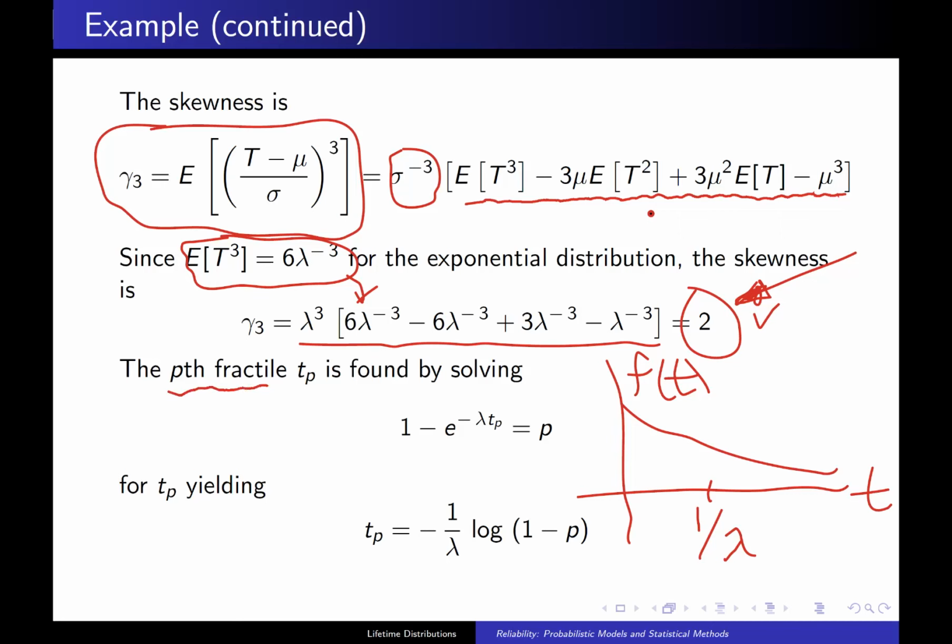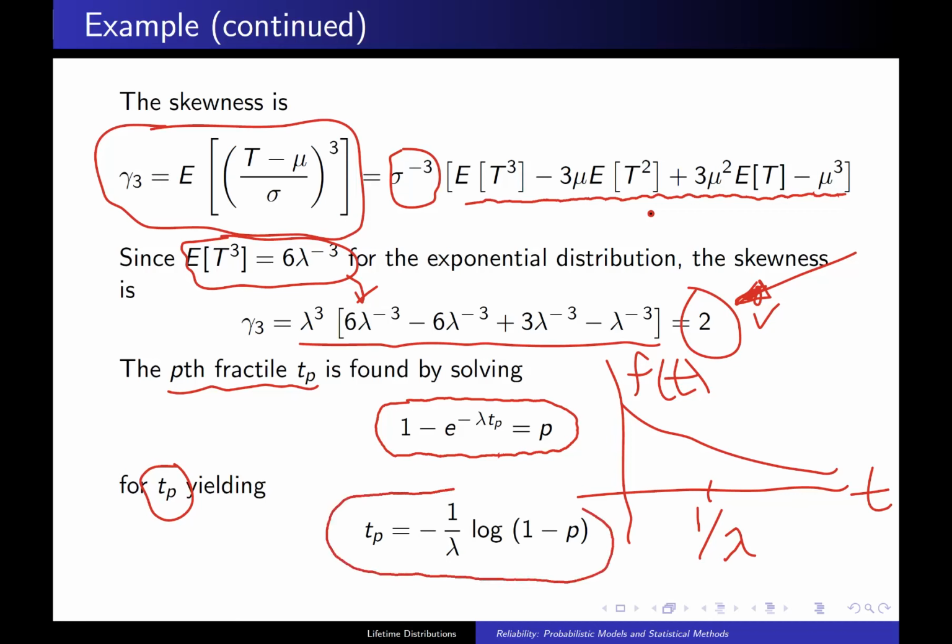The pth fractile of a distribution, t sub p, can be found by solving, and this left-hand side right here is the cumulative distribution function, and you simply set that equal to p, and you solve for the pth fractile in that expression, and you wind up with t sub p is equal to negative 1 over lambda times the natural logarithm of 1 minus p.